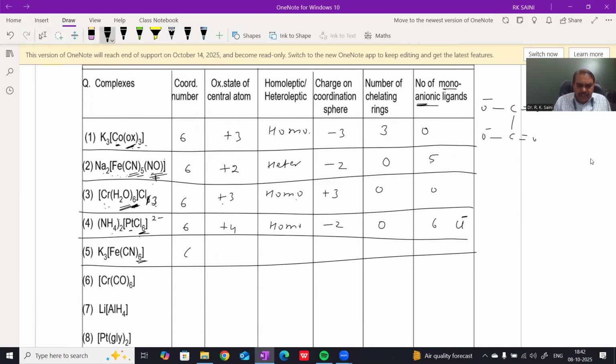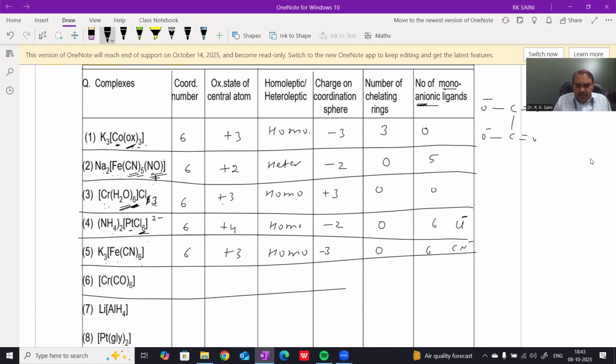coordination number is also 6. Charge on iron is plus 3 because potassium is plus 1 and cyanide is -1. Therefore, plus 3. It is also a homoleptic complex because all ligands are cyanide; when one kind of ligand is attached with the central atom, it is known as homoleptic. Charge on the coordination sphere after removal of 3 potassium is -3. Therefore, charge on the coordination sphere is -3. Next, number of chelating rings is 0 because all ligands are monodentate. Number of mono-anionic ligands is 6, and these are cyanide ions.